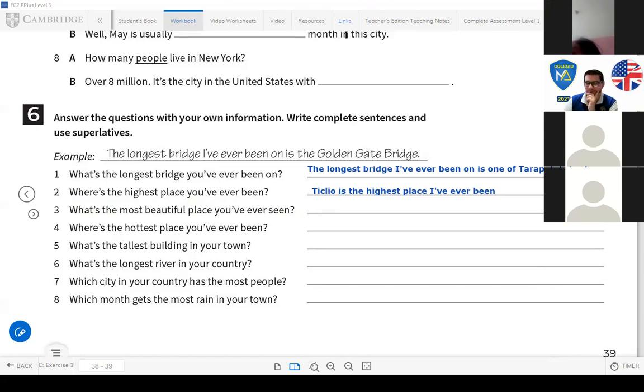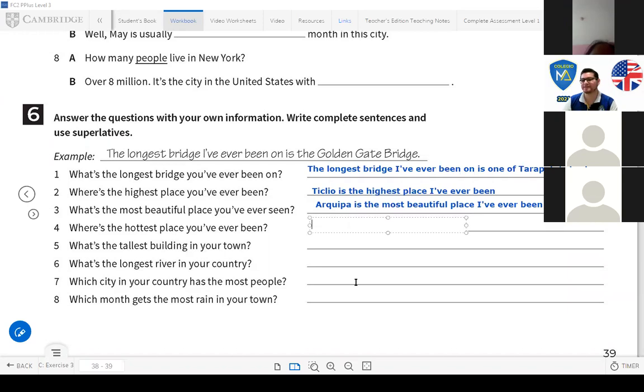Oh, because I've been in many places. Tarapoto could be one of these. Oh, but Arequipa too. Yeah, I think I'm going to say this. Arequipa is the most beautiful place I've ever been. Okay. Yeah, this could be the answer. Now let's see another. Where is the hottest place you've ever been?